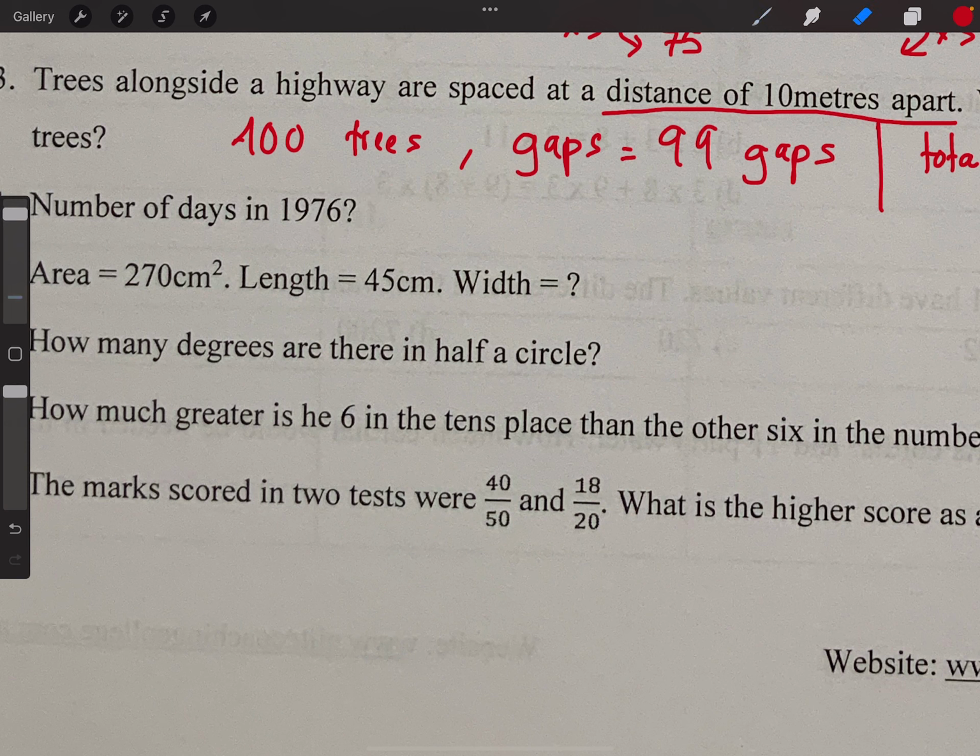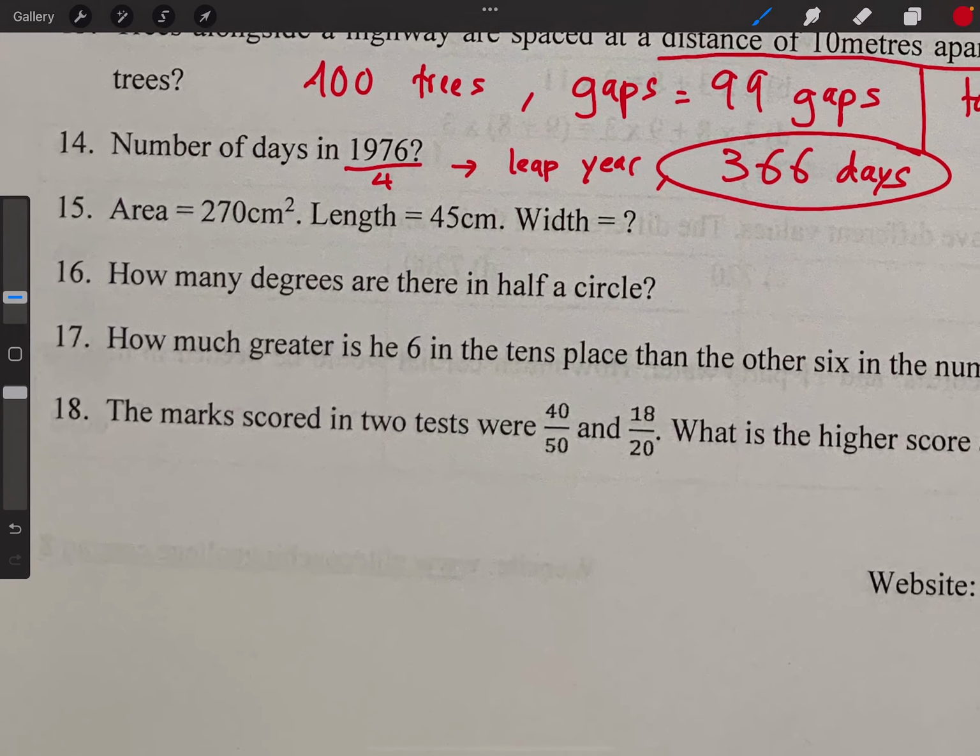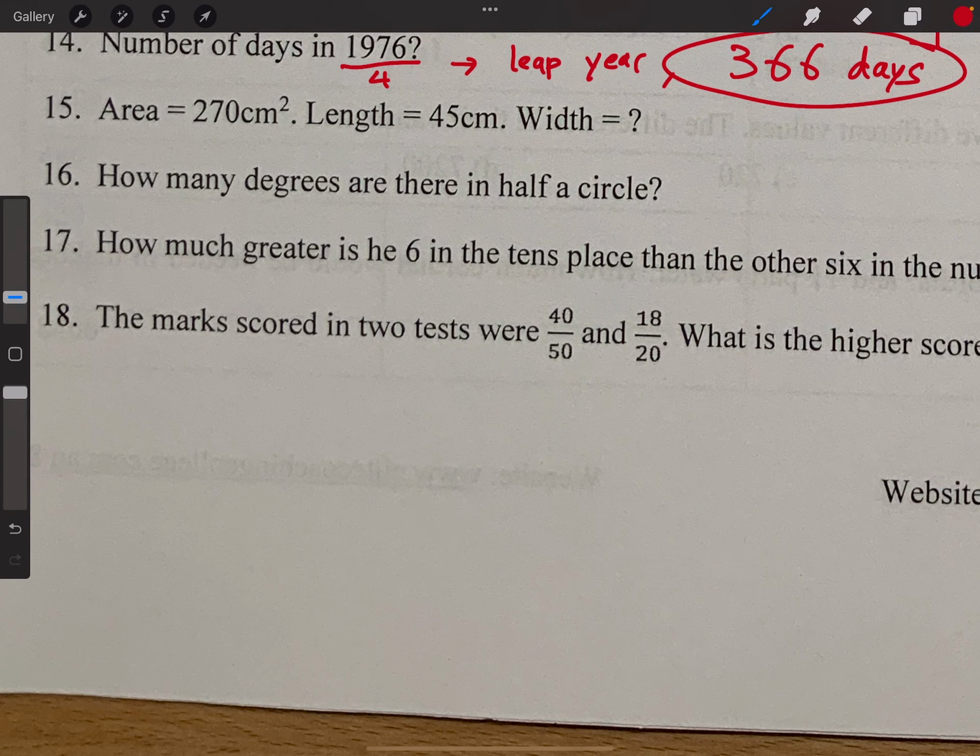Is 76 divisible by 4? How do I know it's yes? Because I know that 80 is divisible by 4, and 76 is 4 less than 80, therefore they're both divisible by 4. So if this is divisible by 4, it means this is a leap year. If it's a leap year, that means it's going to be 366 days instead of 365 days. If it's not divisible by 4, then it's 365 days. So it's pretty simple.